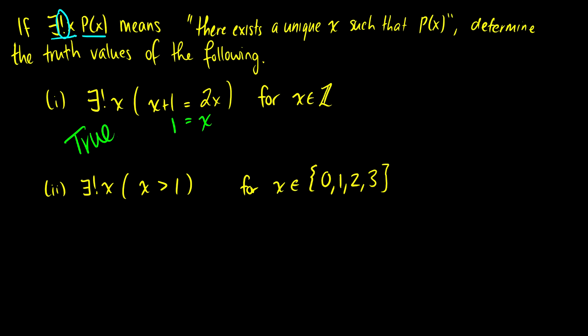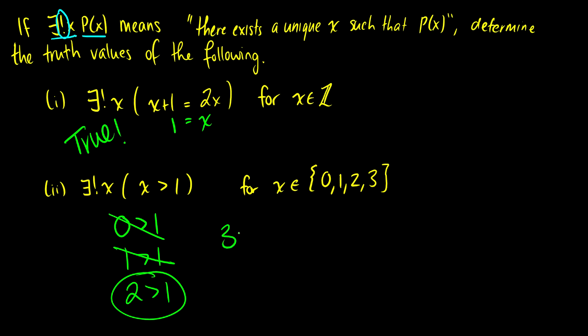Okay, what about the second one? There exists a unique x such that x is greater than 1, and our x values we can choose from are 0, 1, 2, and 3. So 0 greater than 1, that one's false. 1 is greater than 1, that one's false. 2 is greater than 1, this one is true. But oh wait, we have 3 is greater than 1, that one is true too. So this statement is false, because there is more than one x value that is greater than 1 here that we can choose from. So this x is not unique, therefore the truth value is false.